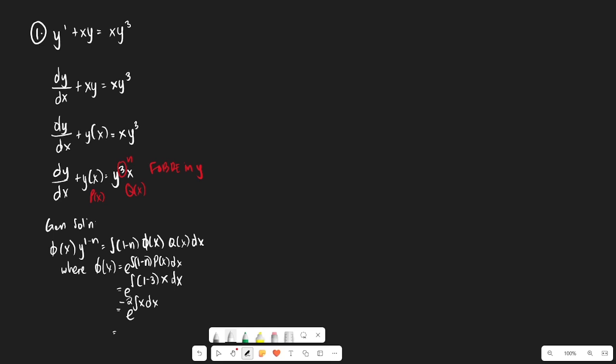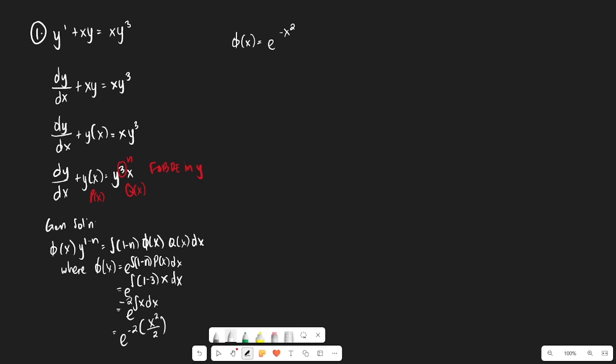Then this becomes e raised to negative 2 times the integral of x, which is just x squared over 2 by the power rule. So that's it, and we're just going to have to simplify this. So we have phi of x equal to e raised to negative x squared. And that's it. We found phi of x.